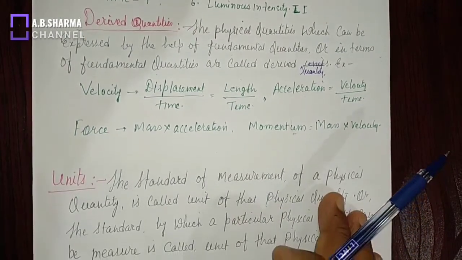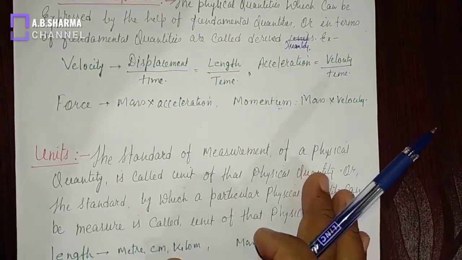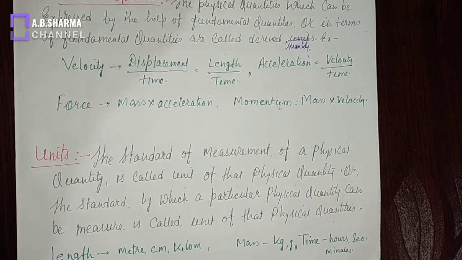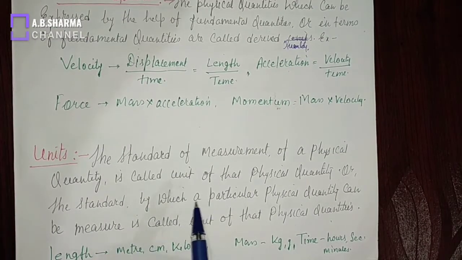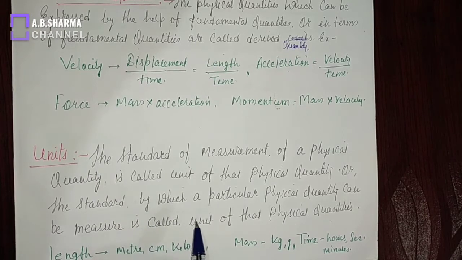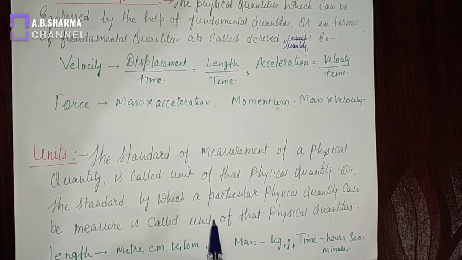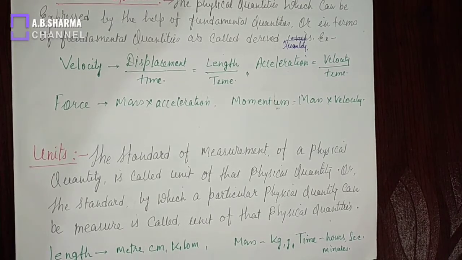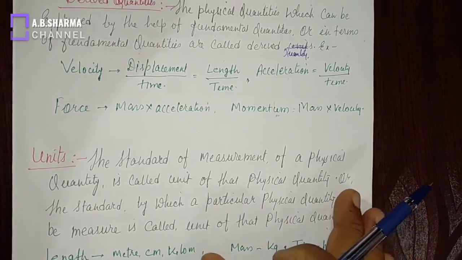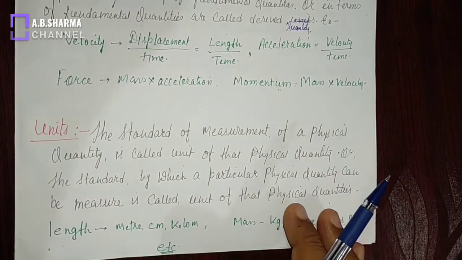Now units. What are units? Units are the standard for measurement of a physical quantity. So the standard of measurement of a physical quantity is called the unit of that physical quantity, or the standard by which a particular physical quantity can be measured is called the unit of that physical quantity. Means units are the standard for measurement.